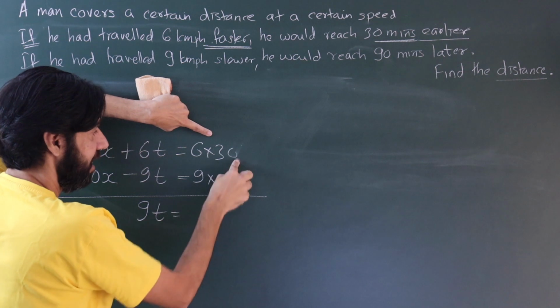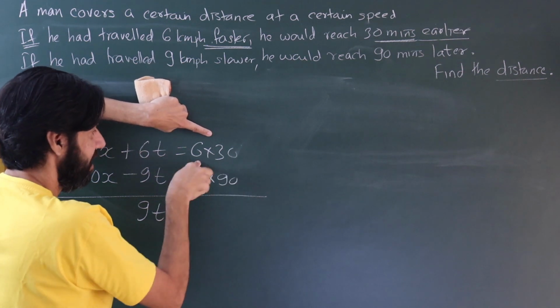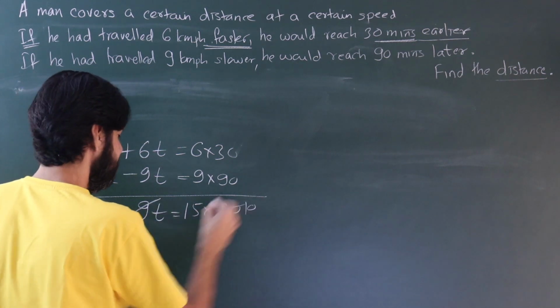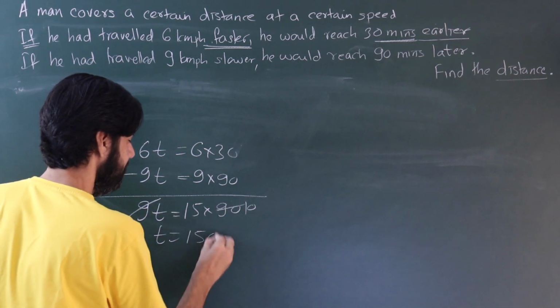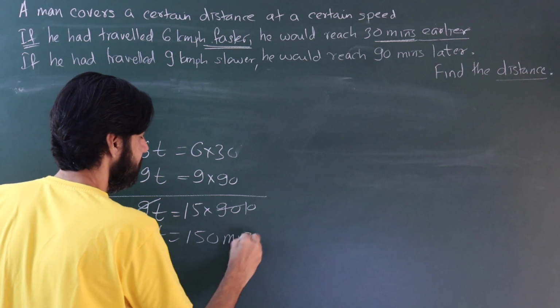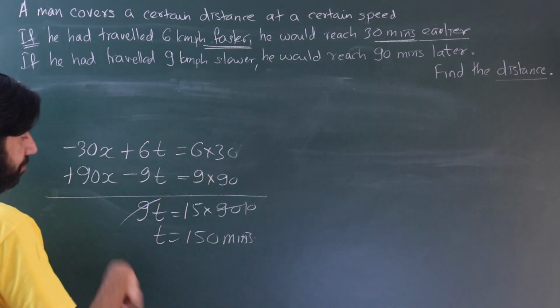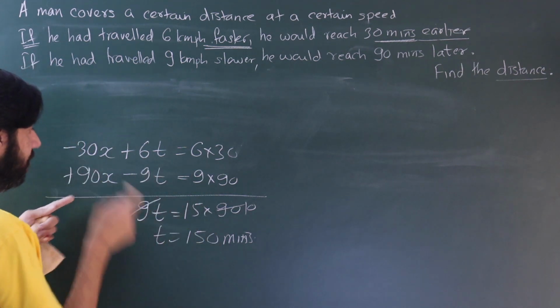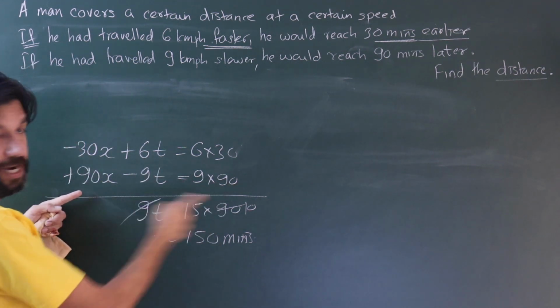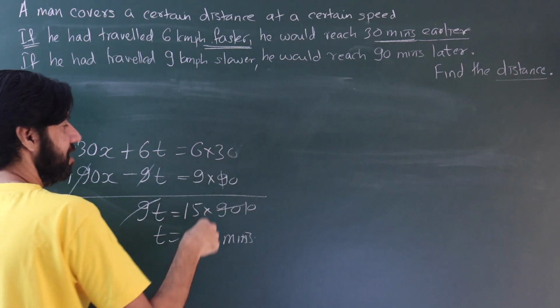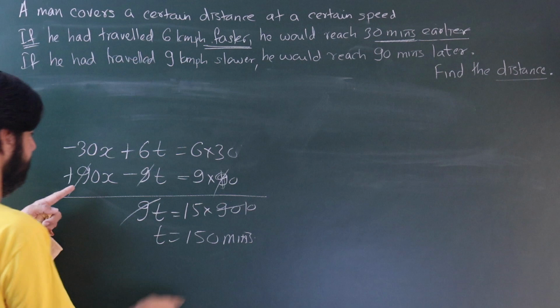This is easier. 90 add 9 and 6, 15 into 90. 9 cancels with a 10, so I get t is 150, and remember this is in minutes. Substitute it back in any of them, you'll get your speed x also. So I will substitute it where? In the second one, and I'm cancelling this 9. Okay, this 9 is not there, it is just a 1.